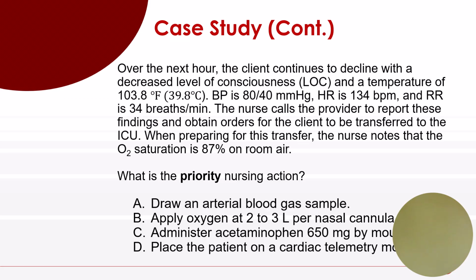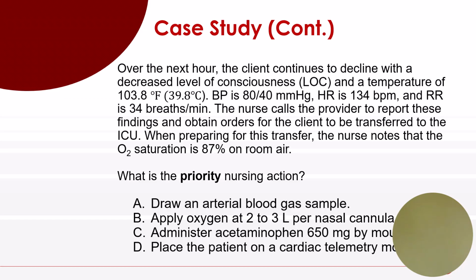Over the next hour, the client continues to decline with a decreased level of consciousness. Temp is now 103.8. Blood pressure is 80/40. Heart rate is 134. Respirations are 34. The nurse calls the provider to report these findings and obtains orders for the client to be transferred to ICU. When preparing for this transfer, the nurse notes that the O2 saturation is 87% on room air.